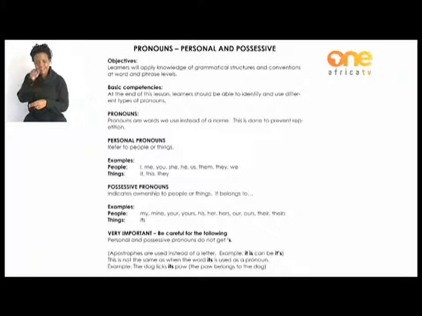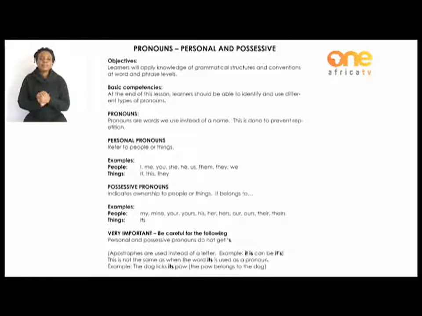Moving on, we are going to move on to possessive pronoun. What is a possessive pronoun, Chanel? A possessive pronoun indicates ownership. What does that mean? It shows that someone or something belongs to a thing. Example, when we are referring to people, we use words like my, mine, your, yours, his, her, hers, our, ours, their, theirs. And when we are referring to things, we use its.